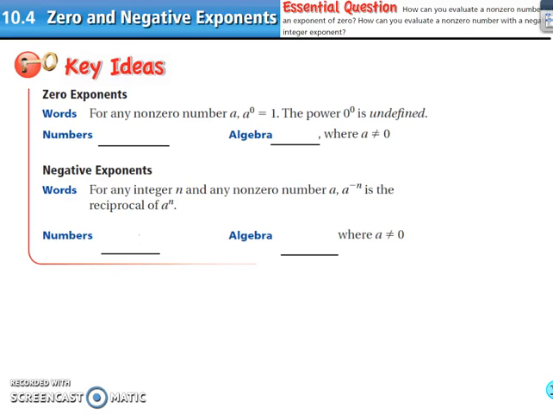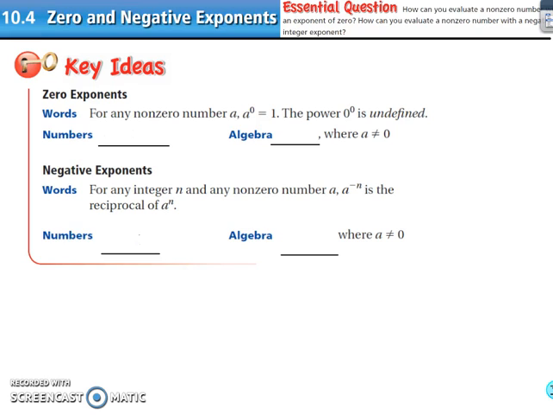Hello, today we're going to be discussing section 10.4, which is on zero and negative exponents. Our essential question for today is how can you evaluate a non-zero number with an exponent of 0? How can you evaluate a non-zero number with a negative integer exponent?